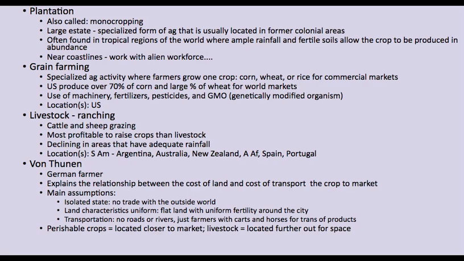Livestock and ranching. This is just, again, like pastoral nomadism, but on a much larger scale. It's less people and more of the animals, I suppose, and they're being sold almost exclusively for profit overall. So with cattle and sheep grazing, it's more profitable to raise crops than livestock. So this is something that, again, it's pretty difficult to be very successful with. Again, it's declining in areas that have adequate rainfall because with other types of crops you just get more out of it.